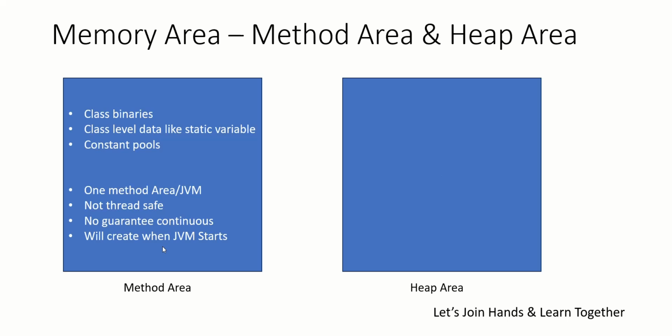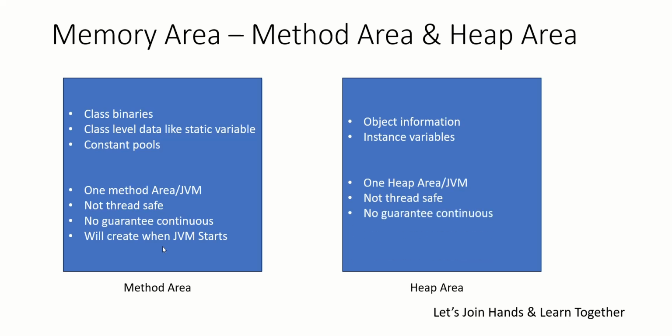Then each and every instance variable, how much memory I need to allocate, and that level of information will also be present in the heap area, because that's also object information, right? And this is also a single heap area present per JVM. It should not be thread safe, and there is no guarantee that the data will be present in a continuous manner. And this will also be created when the JVM starts.